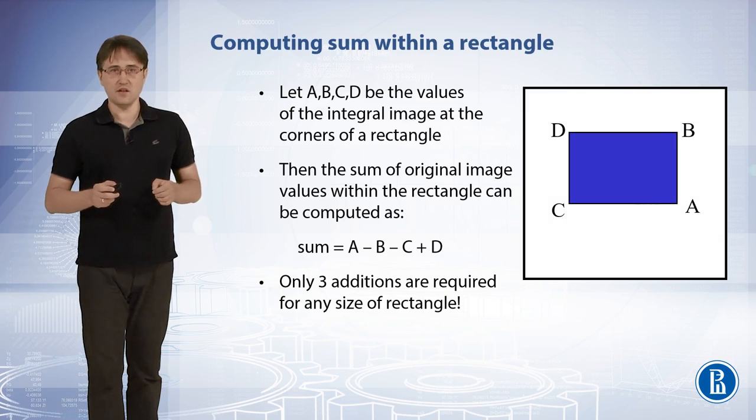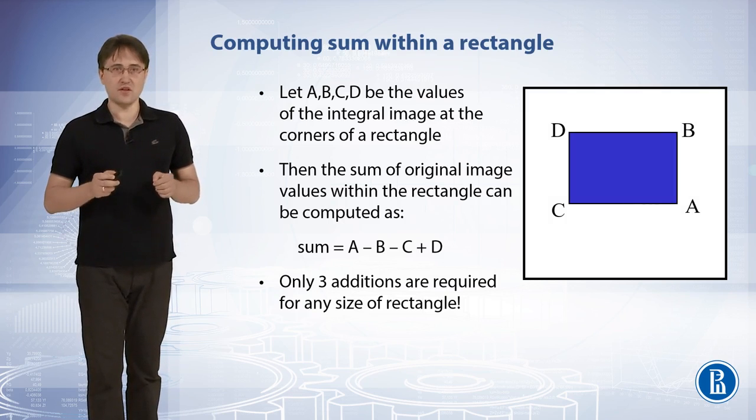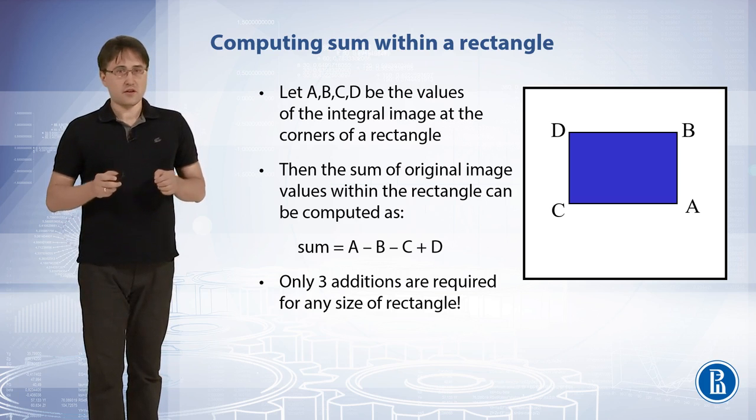Let A, B, C, D be the values of the integral image at the corners of the rectangle. Then the sum of original image values within the rectangle can be computed as A plus D minus B minus C. So there are only three additions that are required for any size of rectangle. This allows us to compute Haar features very fast.